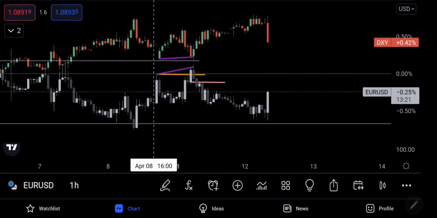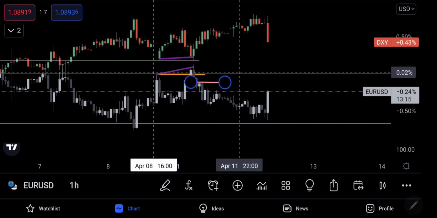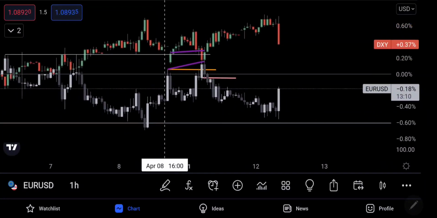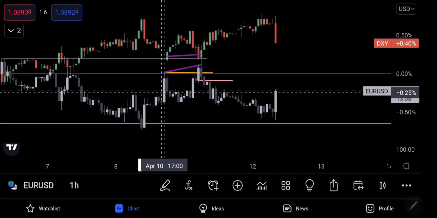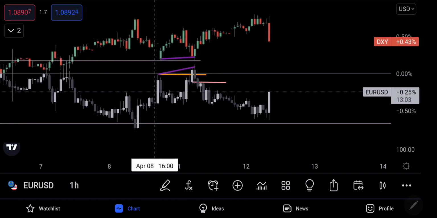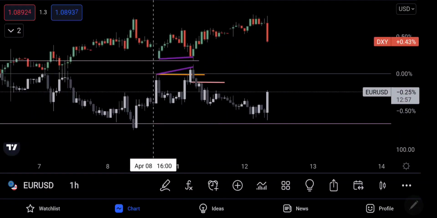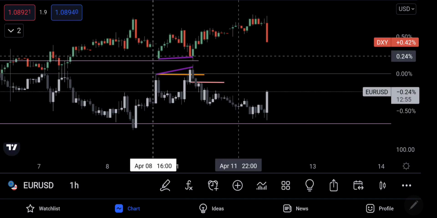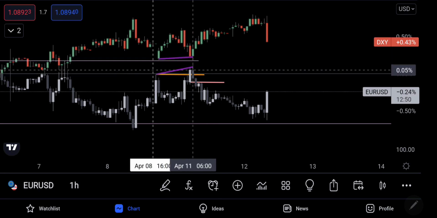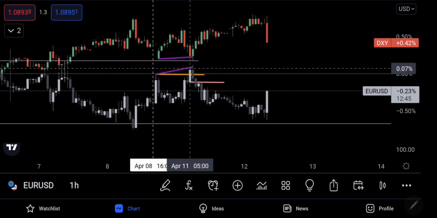Y'all see this? When you get a divergence of price making a higher high and this making a fail low, that lets you know that price is going to, when price makes this fail low and it's made that higher high, this right here is a hidden divergence for price to continue to go down.